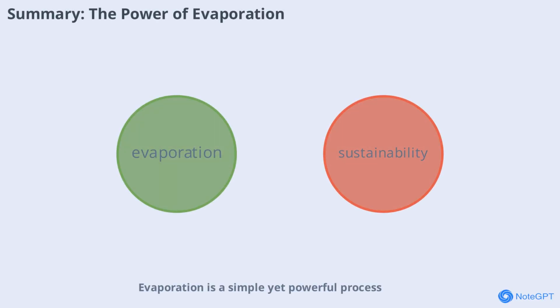Evaporation is a simple yet powerful process that shapes our world in countless ways. From the water cycle to technology, health, and art, it touches nearly every aspect of our lives. By understanding evaporation, we can better appreciate the invisible forces at work around us and find new ways to harness its benefits for a sustainable future.